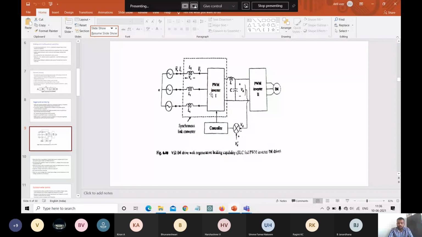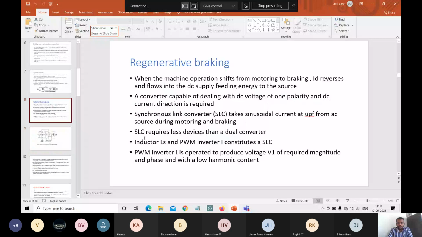Depending upon the magnitude we need, the PWM1 inverter will supply the voltage. Okay, the same thing I have told here. The inductor LS and the PWM inverter both combinedly constitute the SLC, and the PWM inverter is operated to produce the voltage V1 with the required magnitude and phase, with low harmonic content.